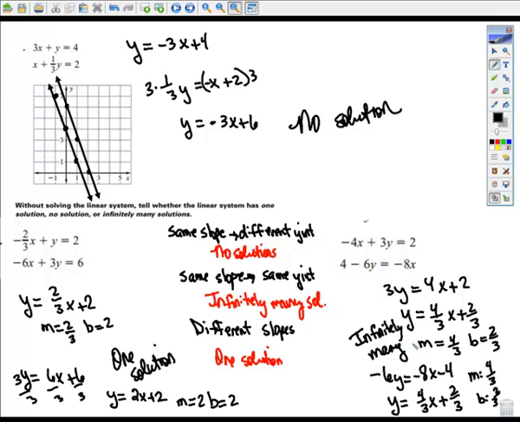Solutions. What that means is whatever you put in for x, whatever you put in for y, it's going to make a true statement.